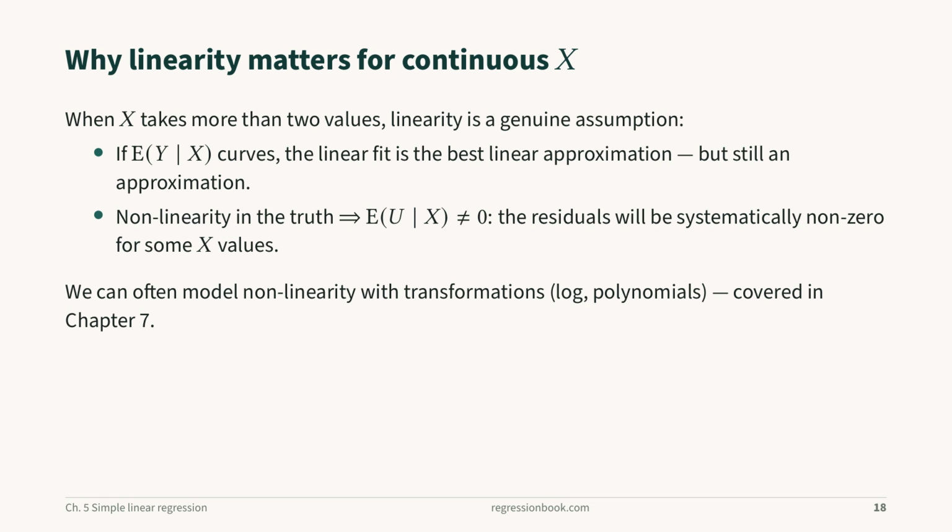With a continuous regressor, by contrast, linearity is a genuine assumption. If the true conditional mean curves, the linear fit is still the best linear approximation, but only an approximation, and the failure is visible in the errors. Their conditional mean is systematically non-zero at some values of x. Transformations, logarithms, and polynomials handle such curvature in Chapter 7.